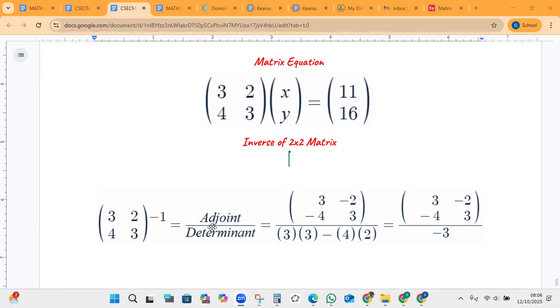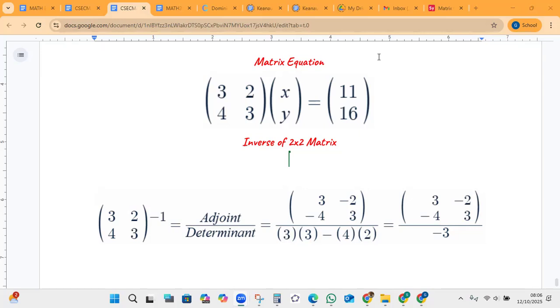And the determinant, now you have to find the product of the leading, 3 times 3, subtract the product of the non-leading, 4 times 2. And that should give us, what is that, 8. So 9 minus 8, that should be 1. So there's an error. So the determinant must be 1. That's 9. Subtract 8 is 1. So there's an error there.